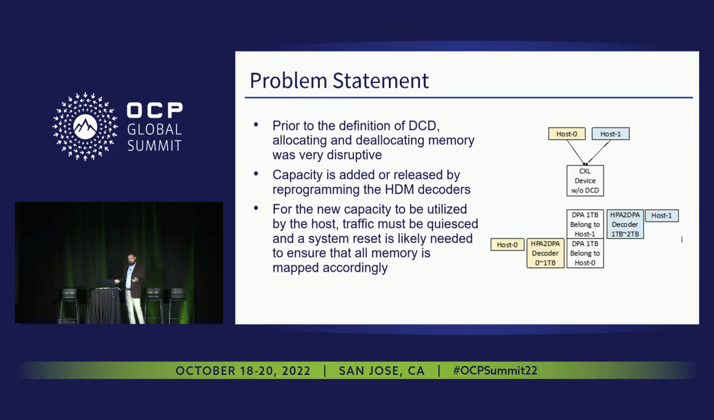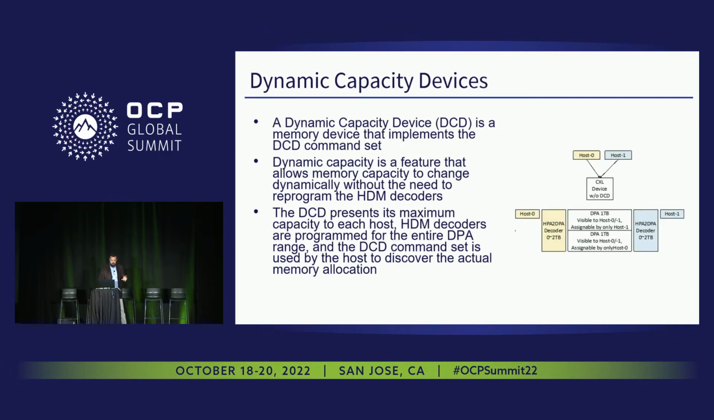You can just simply reprogram your HDM decoders. The issue is that in order for the host to comprehend that new memory range into its fully already mapped system memory, you're quite likely going to need to stop or QoS any traffic and potentially even reset the host domain. And really, that is the problem that the DCD capability is solving. So how does it solve it?